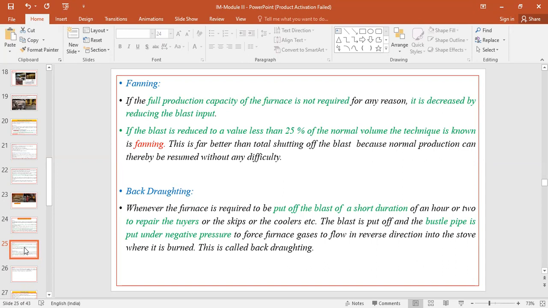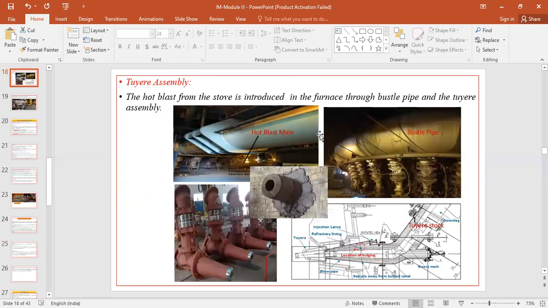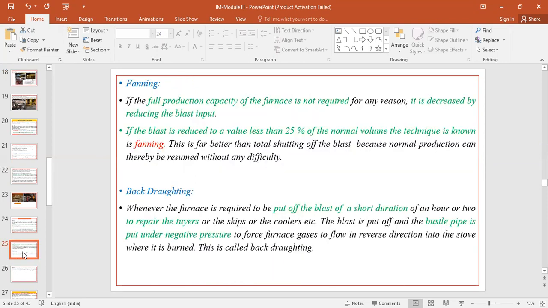Just now I have shown you that we have a hot blast main pipe and the muzzle pipe. So whatever blast you were sending to this, you should take it back. So that is nothing but the backdrafting.